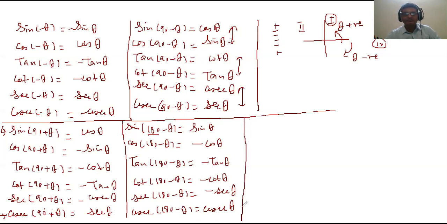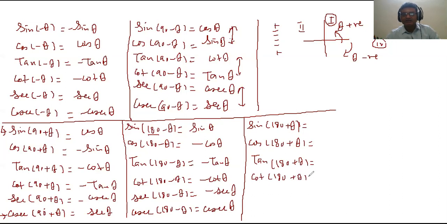Now, we'll discuss sine 180 plus theta. This is cos 180 plus theta. This is tan 180 plus theta. This is cot 180 plus theta. This is sec 180 plus theta. This is cosec 180 plus theta.